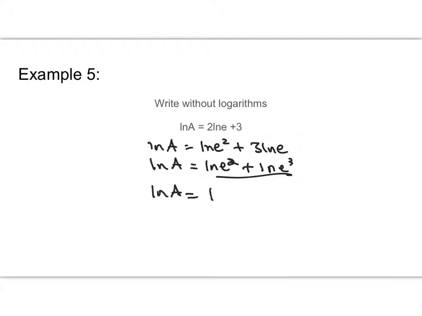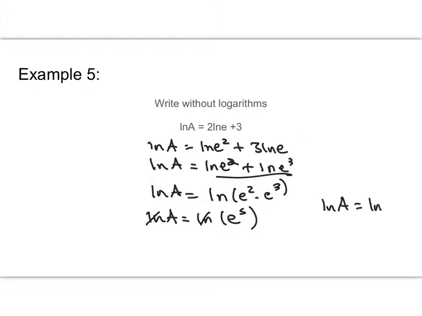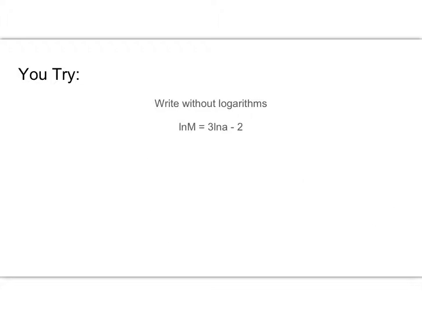Natural log of a equals the natural log. I can use the multiplication property now: e squared times e cubed. And then I get the natural log of a equals the natural log of e to the 5th. Now I can drop my natural logs. If I have the natural log of a equals the natural log of b, then this means that a has to equal b. So that's the point I'm at now. A equals e to the 5th. Go ahead, give this a shot. Restart the video when you're ready to check your answer.